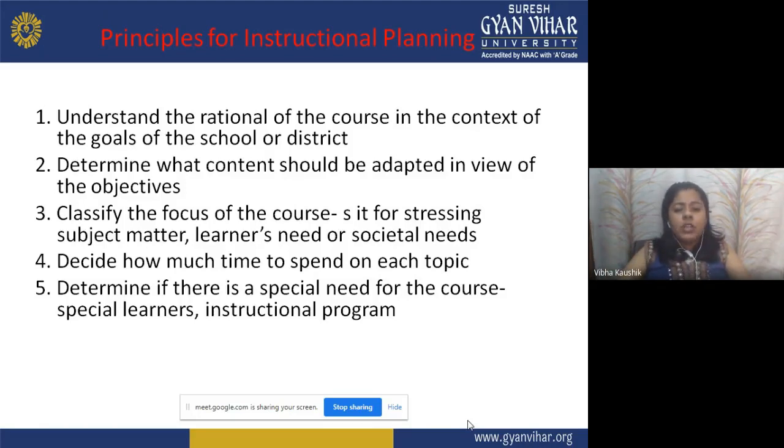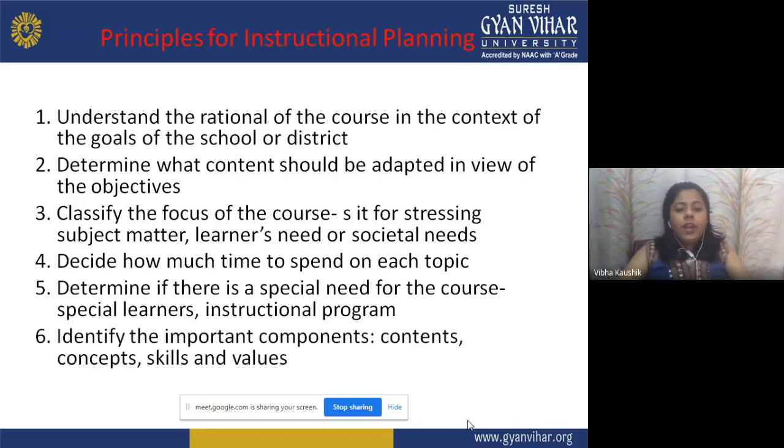Determine if there is a special need for the course, special learner instructional program. Now, the instruction planning will also help the teacher to decide the teaching learning process when the teacher is going to teach the special learners who diverge from the normal on the basis of their physical, on the basis of their mental, or any specific learning difficulties or deficiencies which they have. So determine if there is a special need for the course, special learners, if there is any specific need or special need of the content, or for the special learners, that these are the special learners, and the instruction program should be designed in such a way.